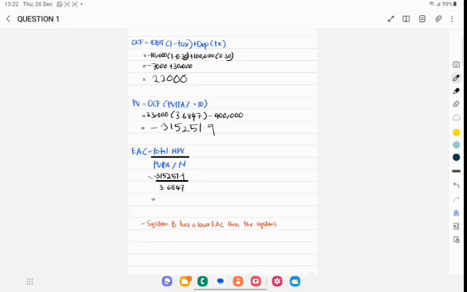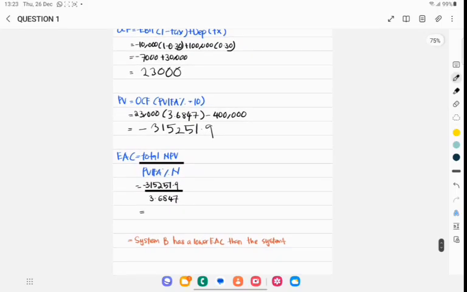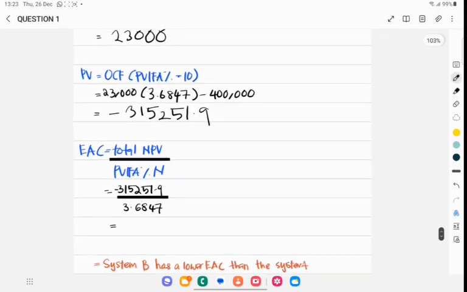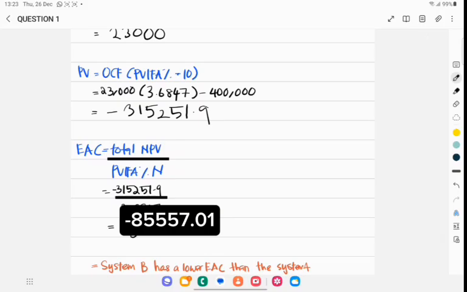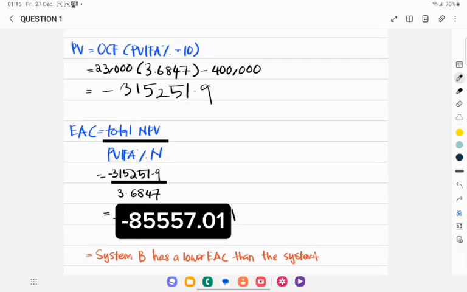Next, we will calculate the ESC. The formula for ESC is total NPV divided by PVIFA. So negative 315,251.9 divided by 3.6847. The answer is 85,557.01. For this question, system B should be selected because it has a lower ESC, and this makes it the most cost-effective option in the long run.